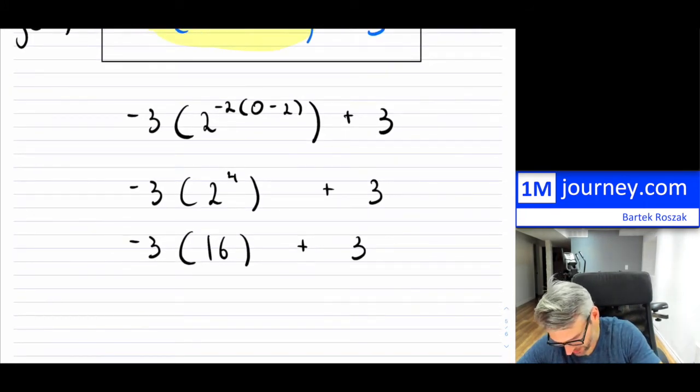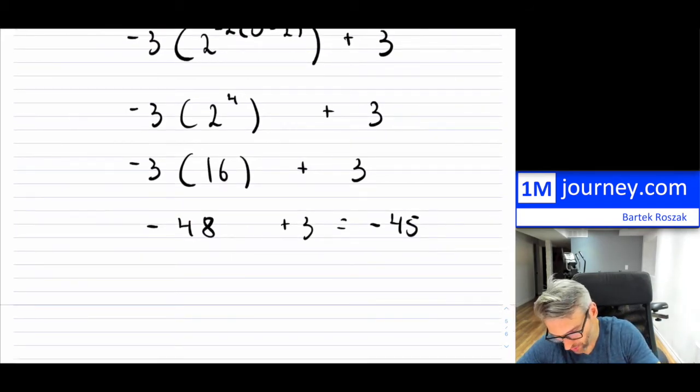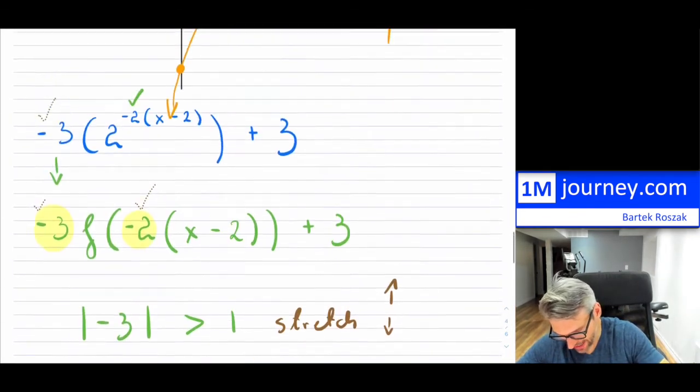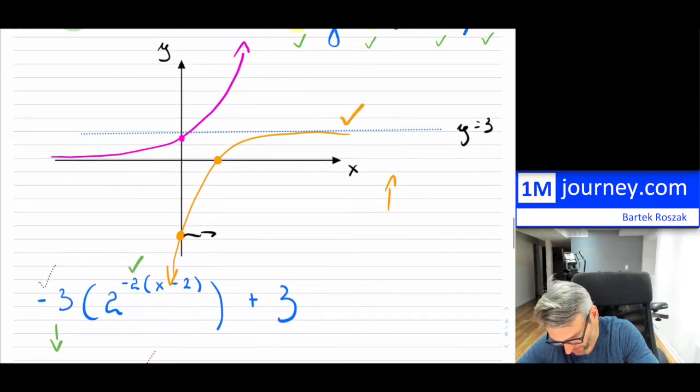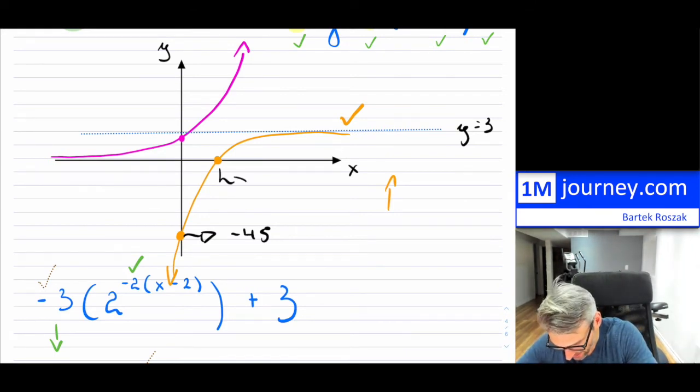So this is negative 48 plus 3, which is negative 45. So that's my y-intercept. When x is 0, y is negative 45. If I go back here, this point is actually negative 45. That's where it crosses.